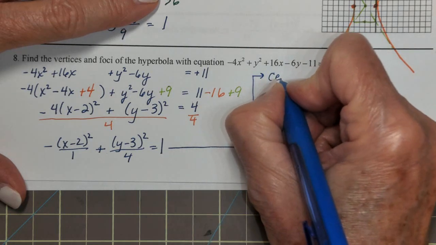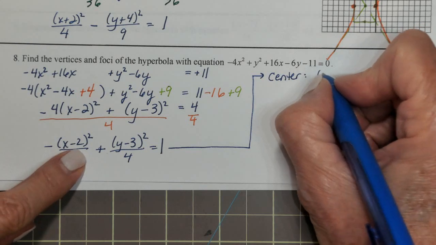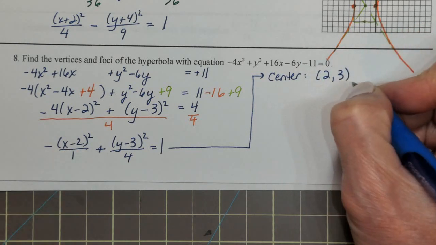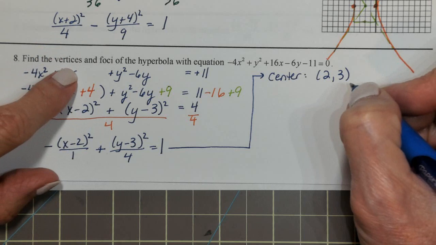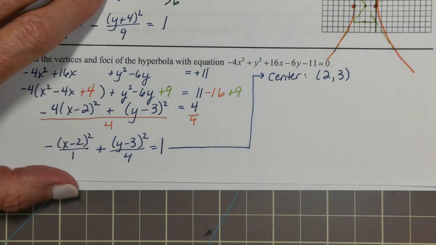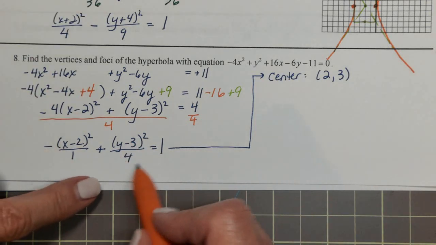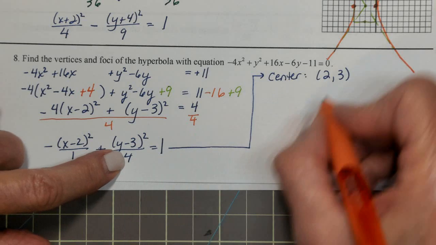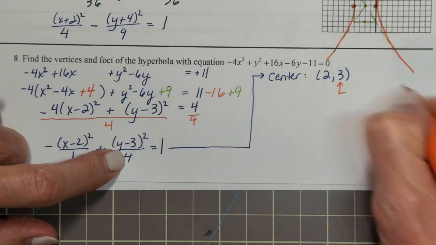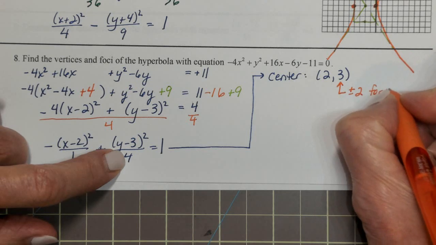Alright, the center is the point 2, 3. That's the center. We need the vertices and we need the foci. To get the vertices, which one is positive? This one is positive. So from the y coordinate, I add and subtract 2 for the vertices.